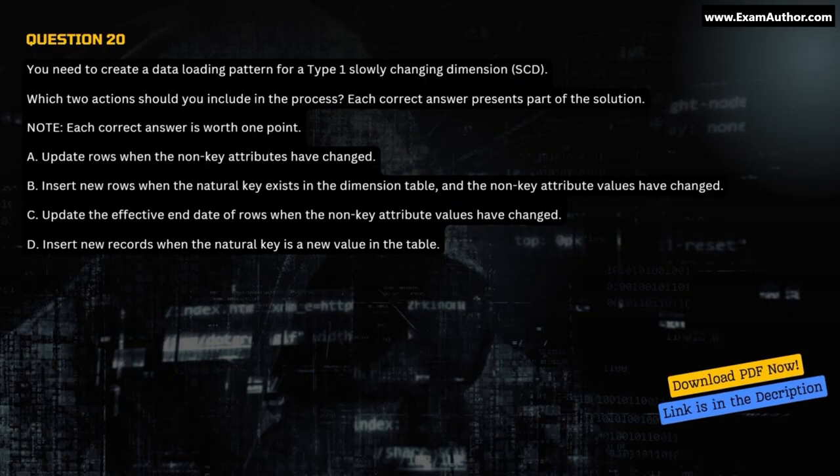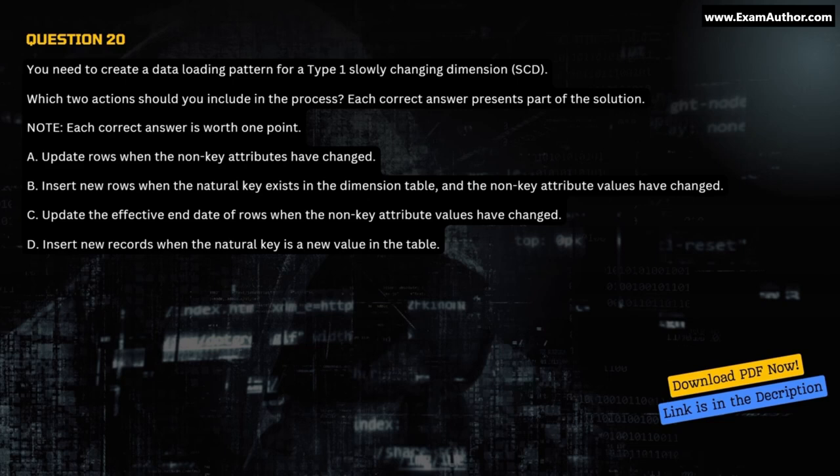Question 20. You need to create a data loading pattern for a Type 1 slowly changing dimension SCD. Which two actions should you include in the process? Each correct answer presents part of the solution. Note, each correct answer is worth 1 point. A. Update rows when the non-key attributes have changed. B. Insert new rows when the natural key exists in the dimension table, and the non-key attribute values have changed. C. Update the effective end date of rows when the non-key attribute values have changed. D. Insert new records when the natural key is a new value in the table.